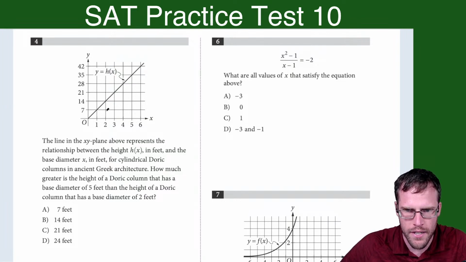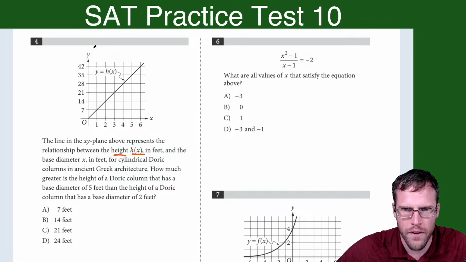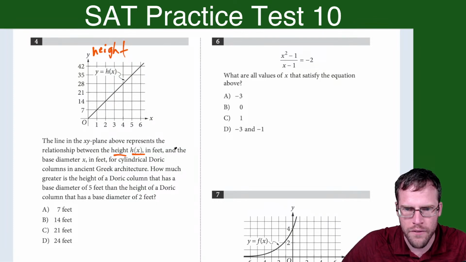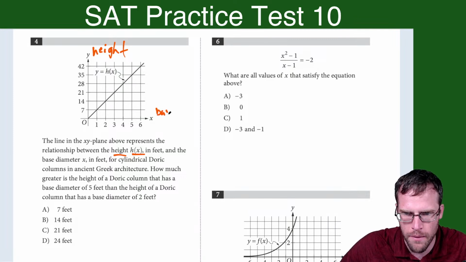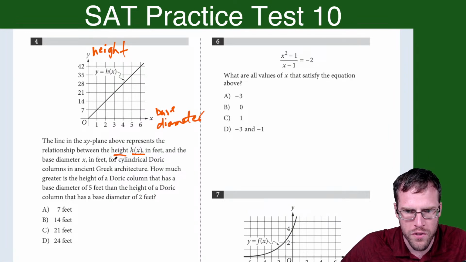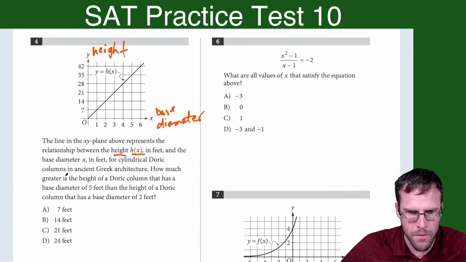Okay, so the line here above represents the relationship between the height h of x. So y equals h of x. I would just label this here. This is the height in feet, and the base diameter x. So this is our base diameter. You don't actually have to write it in, but I just want us to think about what it means in the context of the question. So, for cylindrical Doric columns in ancient Greek architecture.